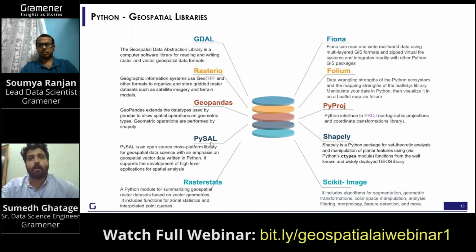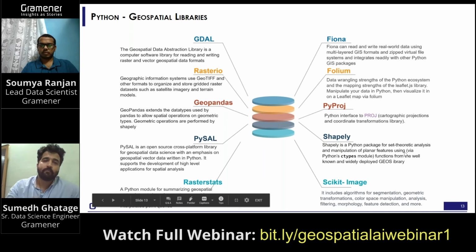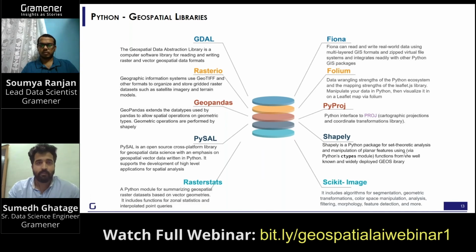PySAL is a spatial analytics library. In data science, with respect to attribute datasets, we do exploratory data analytics. But here, since the spatial component is there, we do spatial exploratory analysis with the help of the PySAL library. The Shapely library is generally used to create geometries. If we want to create a particular geometry on the fly through programming, we can create polygons, lines and points through that.